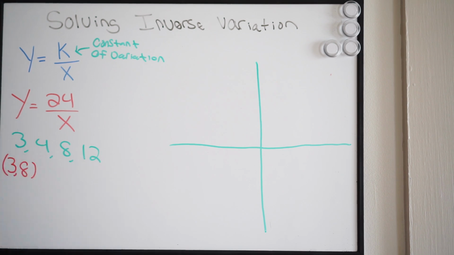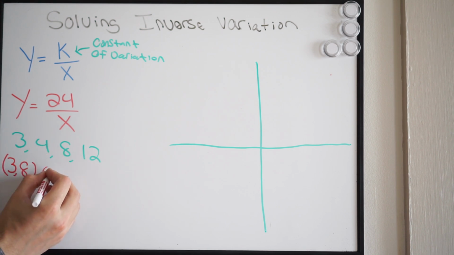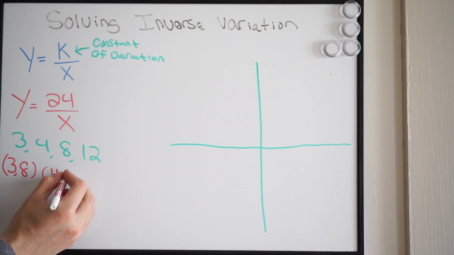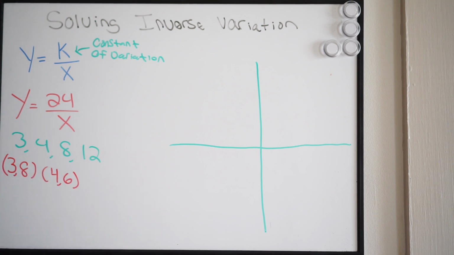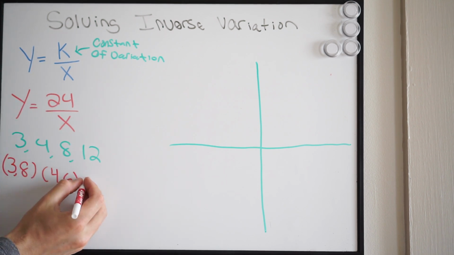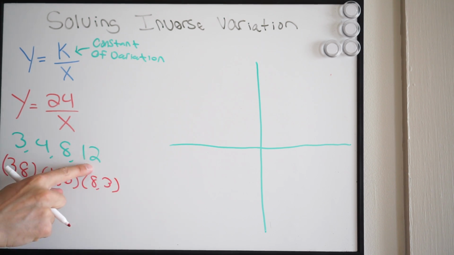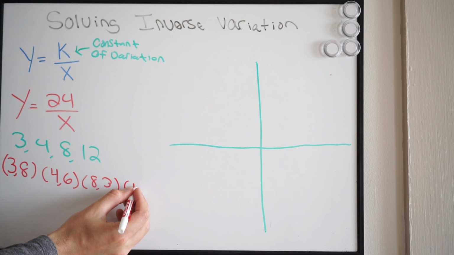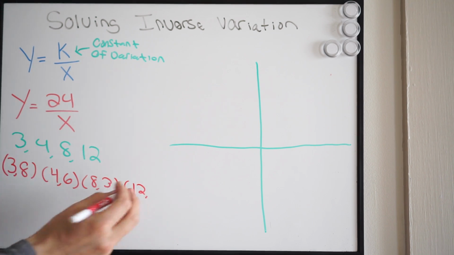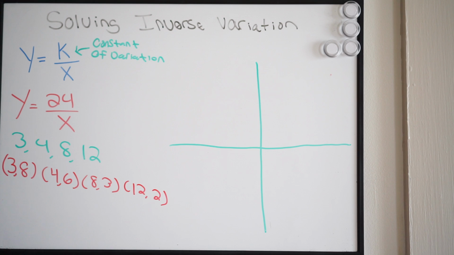How about here when I plug a 4 in? Well, 24 divided by 4 is 6. So we're going to have 4, 6. What about here? I plug in an 8, and what happens? Well, I'll get 3, so I get 8, 3. Plug in a 12. What do I get? I get 2. So I can go ahead and graph this part.